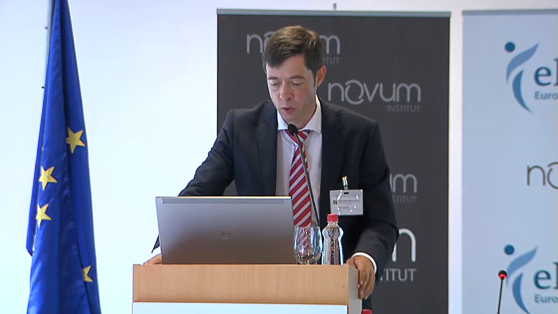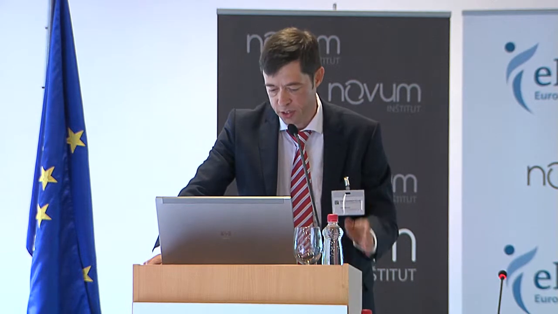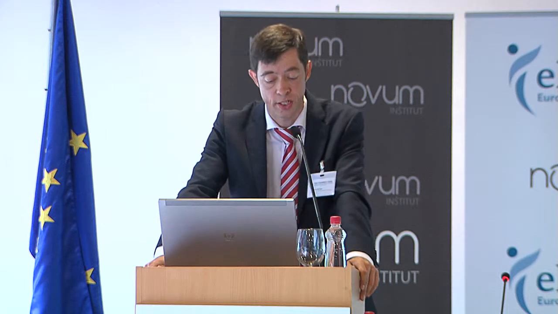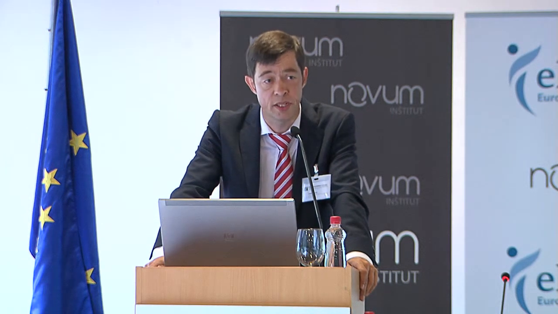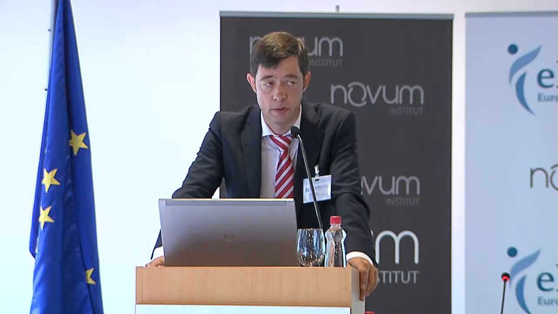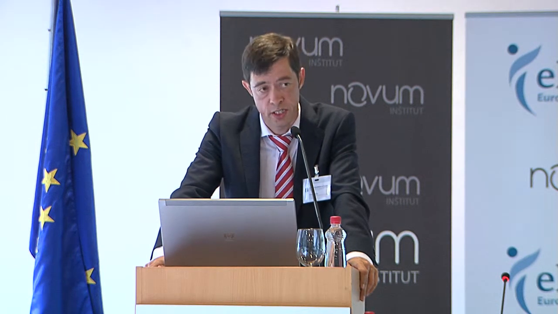The second one, the revenue of income and corporate tax before financial equalization in percentage of GDP. Here, there is no different income tax and corporate tax according to the state level, but the tax administration is different, and we can measure this with the index. And the third and the last dimension, we have only 3 dimensions to build up this index on the Länder level. It's obligatory social insurance contributions and social assistance, welfare. And there, of course, for example, 3B, the share of welfare recipients in percent of population, there's a big difference. For example, in Berlin, the majority of the population is dependent on pension funds, social funds, transfer, etc.